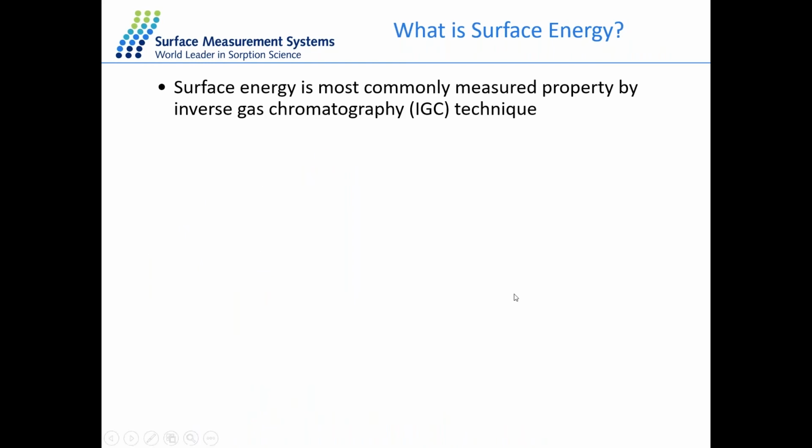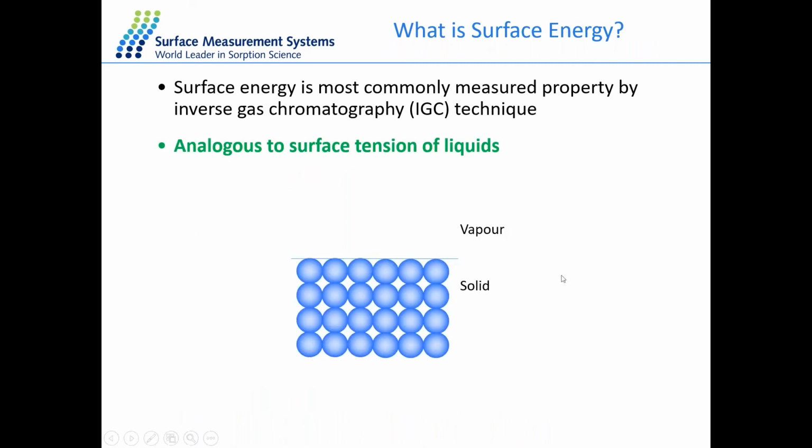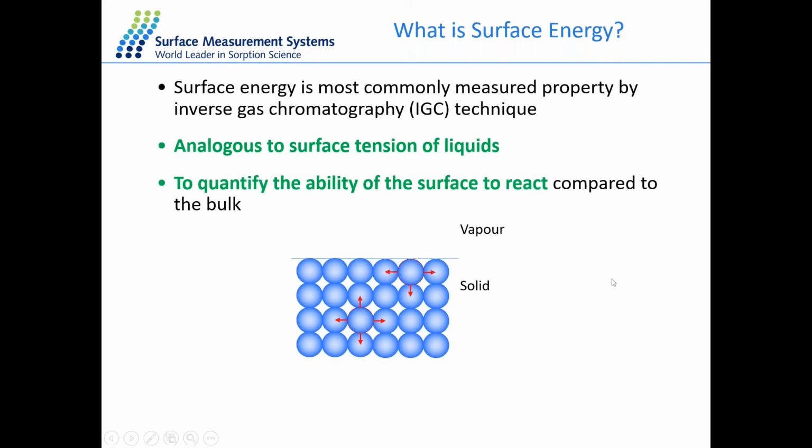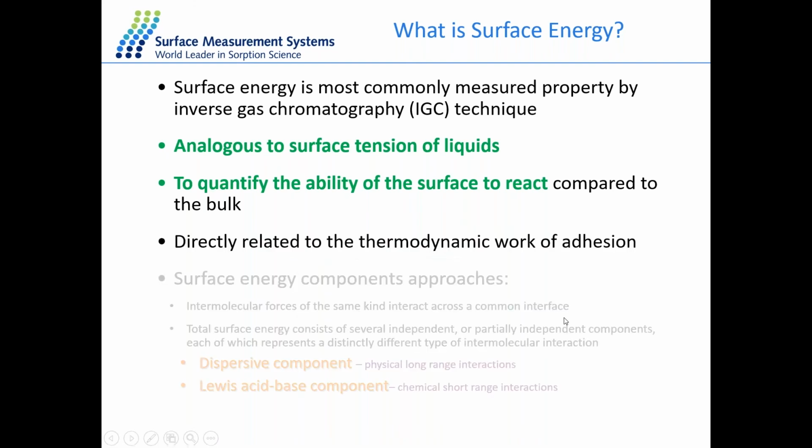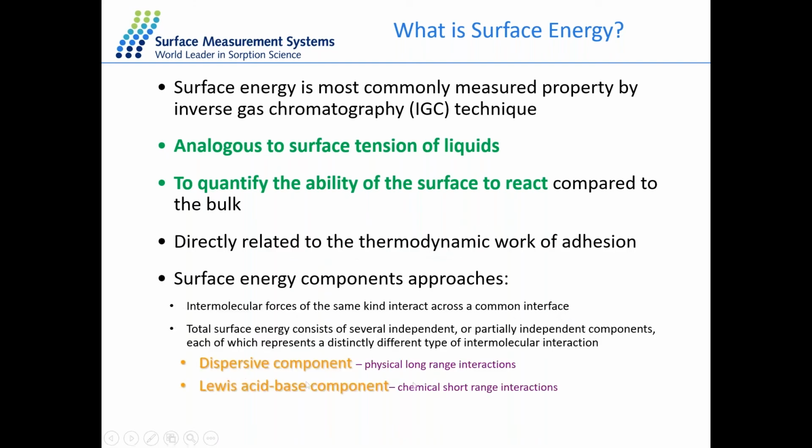The surface energy is the most commonly measured property using IGC SEA. So what is surface energy? It's analogous to the surface tension of liquids. So you're able to quantify the ability of the surface to react compared to the bulk. In this case, we need two different probes. We need the dispersive component to understand the long-range physical interactions, and we need some Lewis acid-base components too. This is to understand the chemical short-range interactions.